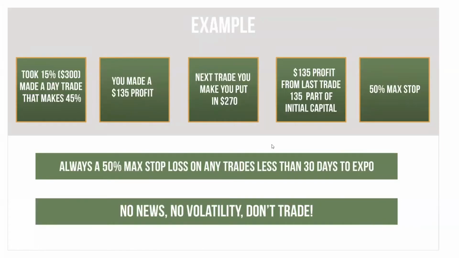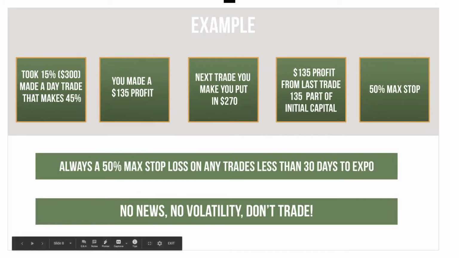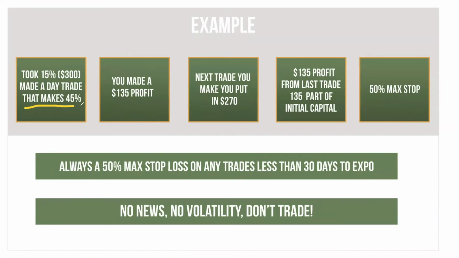Okay, so for example here, guys, take a look here. So let's just say you took 15% of that $2,000 account, that small account. That's $300. So if you took 15%, that's $300, right? You made that day trade. It makes 45% return, right? So if that trade makes a 45% return on $300, that means you made $135 profit, right? Now, so that's your first trade. So I want you to get into this, because this is an example right here.